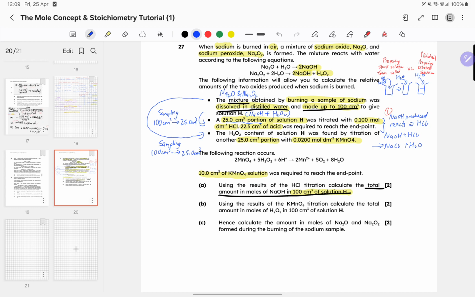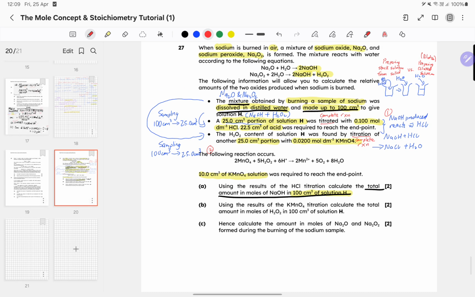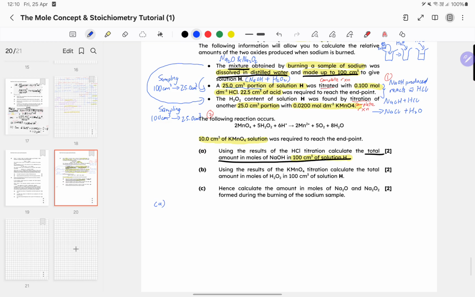For reaction 1 and reaction 2, which is this permanganate reacting with hydrogen peroxide, the thing is that when you have a titration reaction, you know that it is a complete reaction. So there is no excess or limiting reagent over here. Then next we apply the formulas. So what data am I given for part A? I'm given the volume of acid.